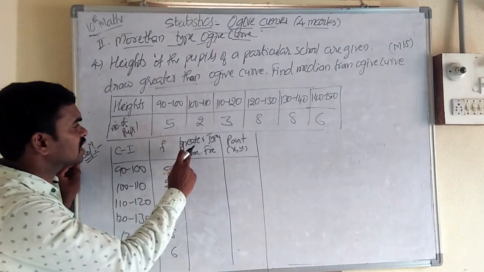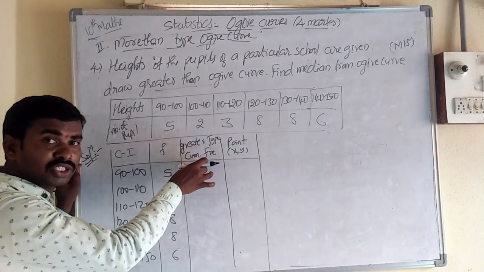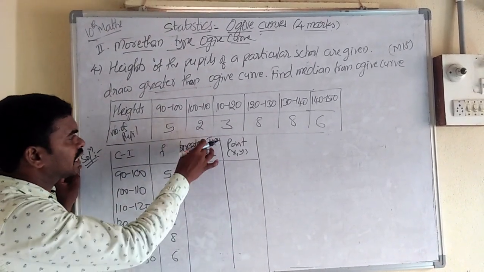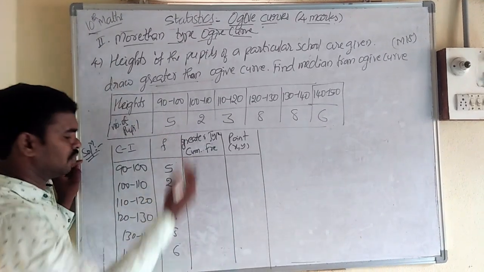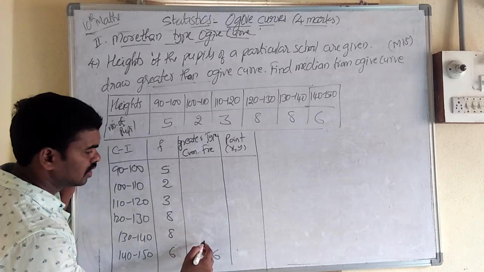Okay, here we have to write a greater than type cumulative frequency. Less than means from upper to bottom. Greater than means from bottom to up. So what is bottom? 6. Next 6 plus 8, 14.